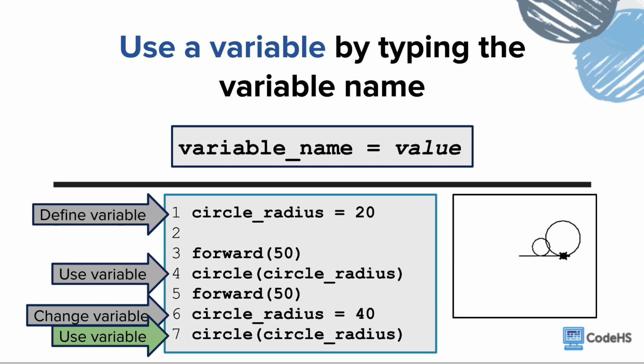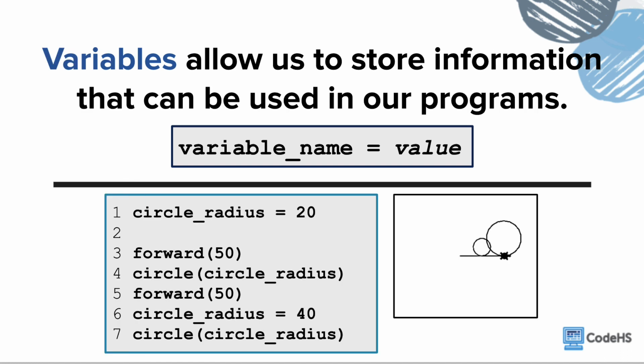Let's summarize what is happening. Remember, our programs run commands from top to bottom. So after we create the variable on line 1 and move forward on line 3, when we use the circle command on line 4, the value of circle radius was 20. So a circle with a radius of 20 is drawn. After the value of the circle radius variable is changed on line 6 and used on line 7 to draw another circle, the circle will be drawn with a radius of 40.